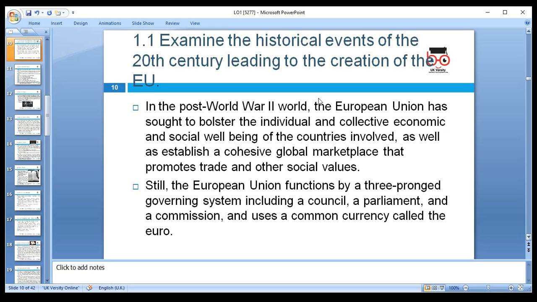Energy Community. And in 1973, the communities expanded to 9 members and introduced more common policies. In 1979, the first election of the European Parliament and the first enlargement, yes, then the European single market became a reality.